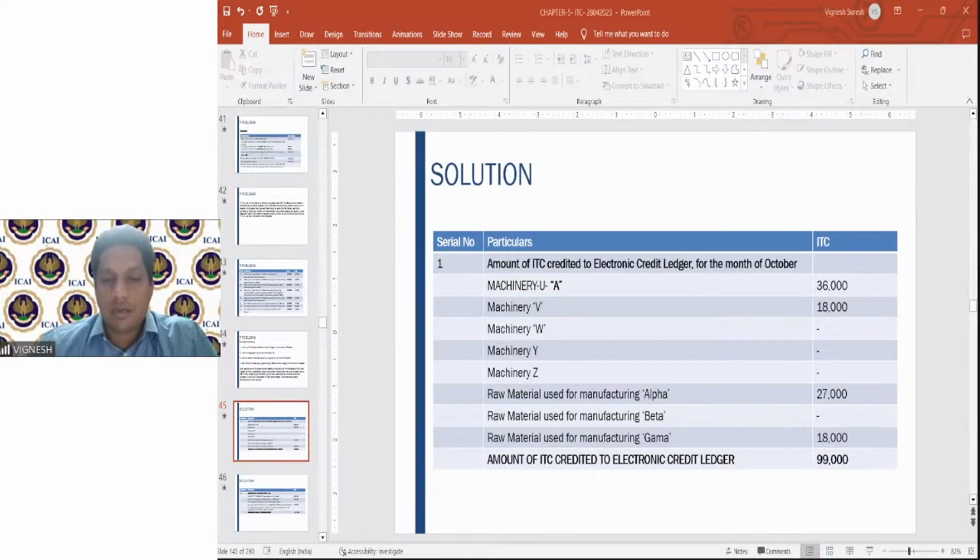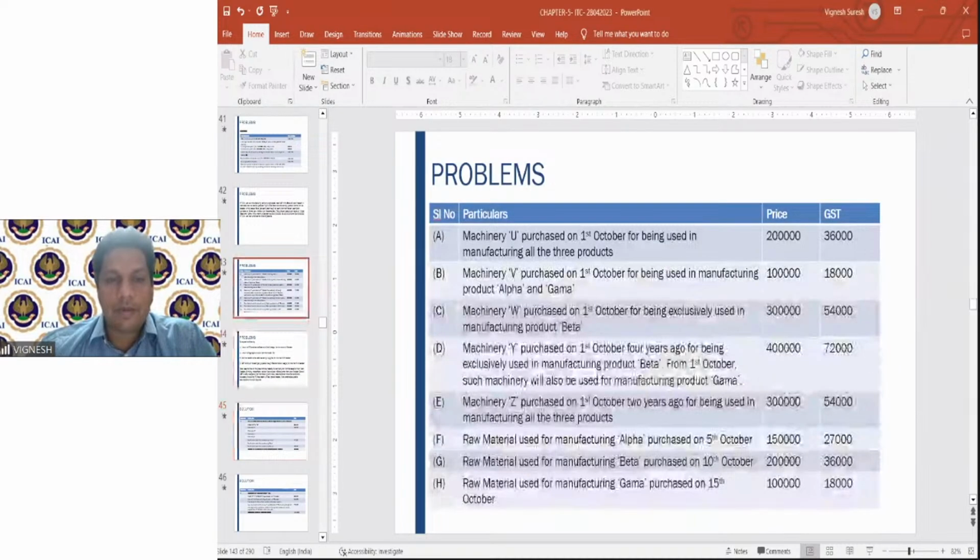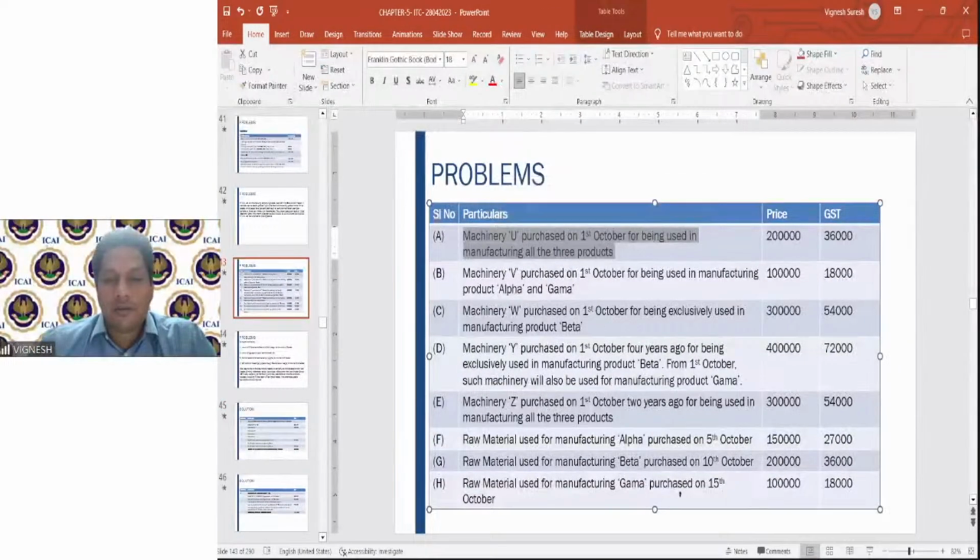First of all, this machinery you purchased for all the three products. So for common credit, you have to take this particular point. And machinery Z, which is purchased on 1st October for being used in manufacturing all the three products. This was taken at that point of time. So for common credit, you have to take this.